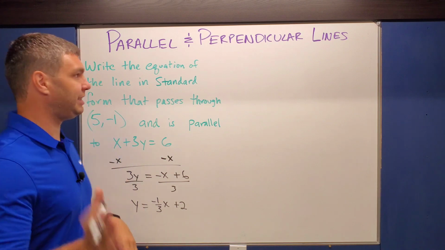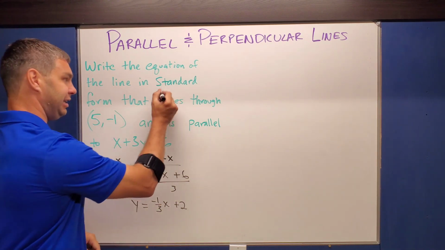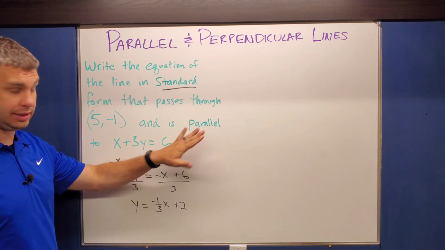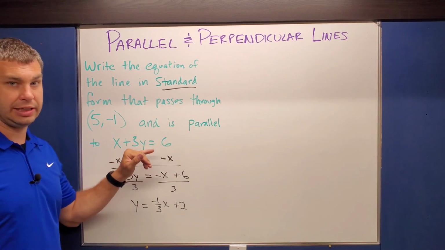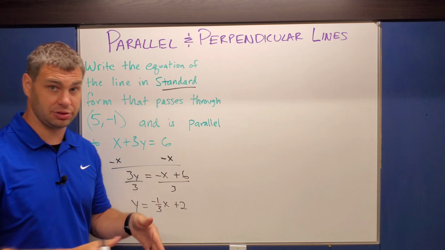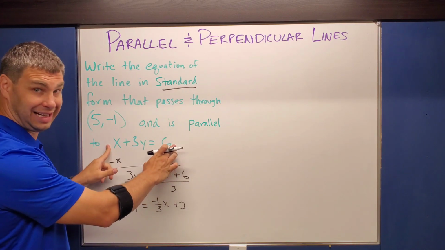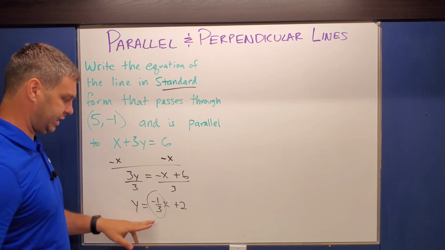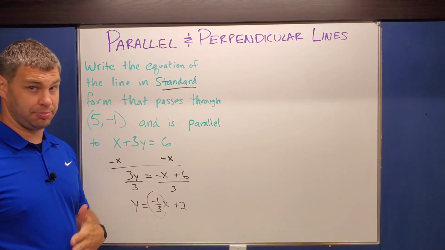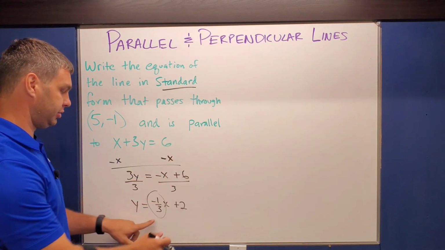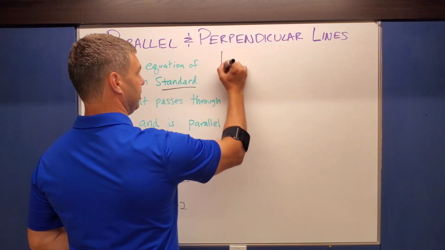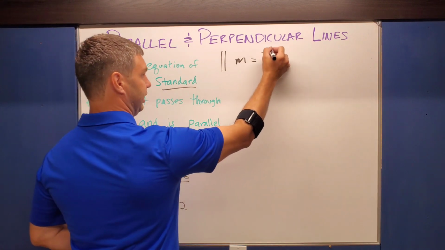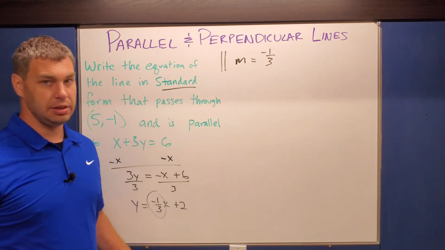Last problem for this video says to write the equation of the line in standard form this time that passes through the point (5, -1) and is parallel to x + 3y = 6. Guys, never work harder than you have to. This was the exact same equation they gave us in the last problem. So remember that the slope we found was -1/3. Now, last time they wanted perpendicular, this time they want parallel. So the slope I'm going to use, the parallel slope, if you will, is still -1/3.